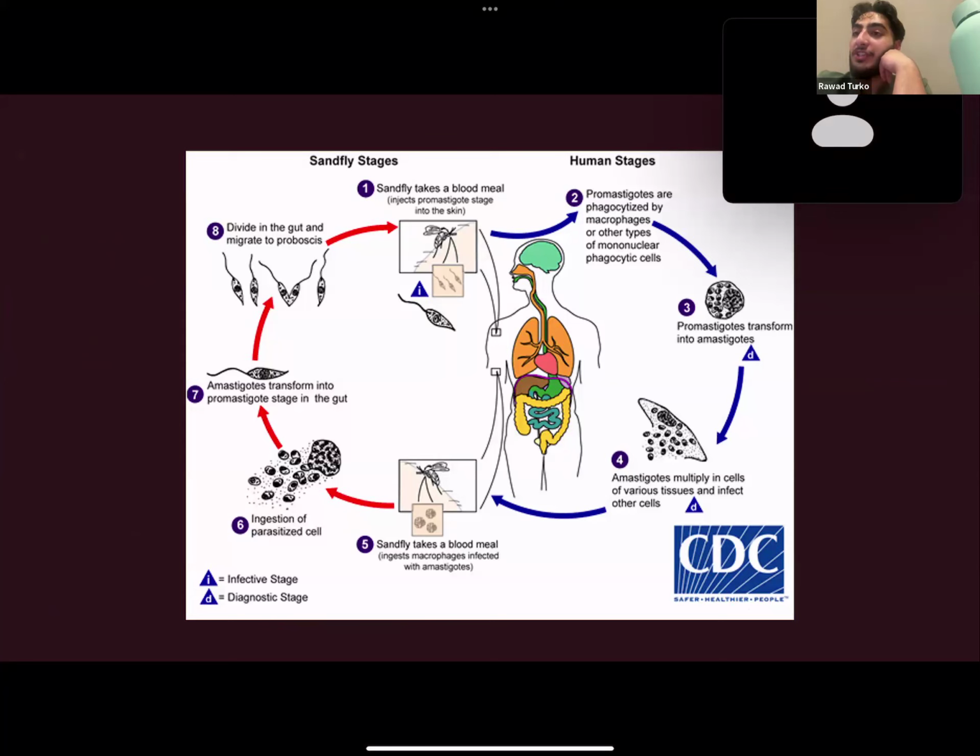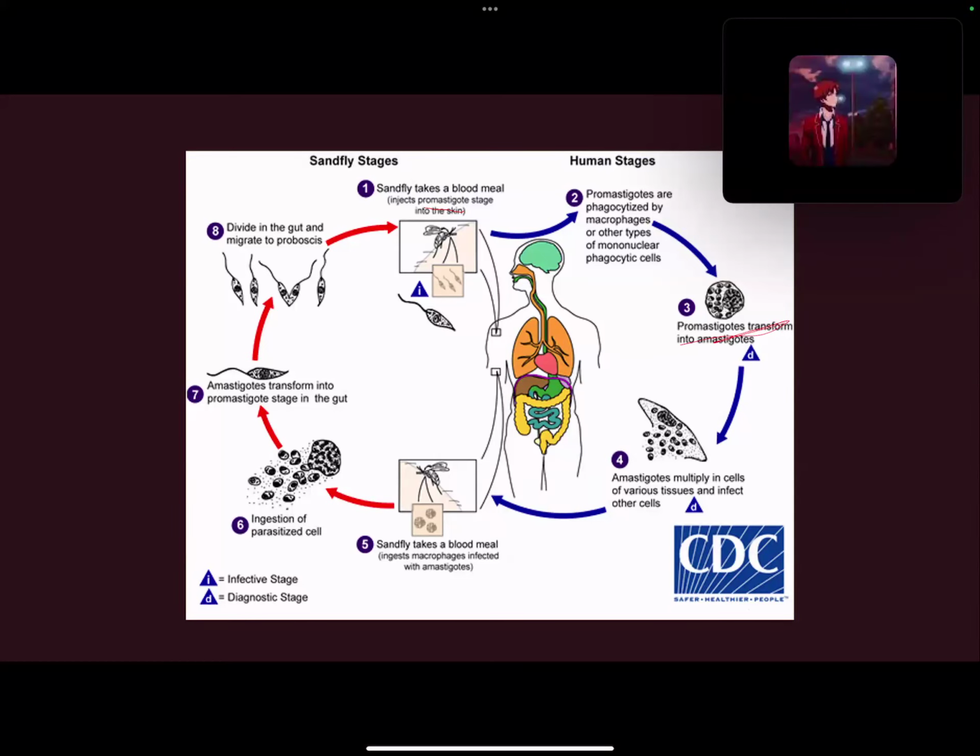So you have the sandfly, which injects promastigotes into the skin. These promastigotes are phagocytized by macrophages. Once they're inside the macrophages, they become amastigotes. So amastigotes, what does that say? What does the prefix A mean in mostly anything? Exactly. If it's an amastigote, it means it has no flagella. Okay, so amastigotes are the diagnostic stage of Leishmania.